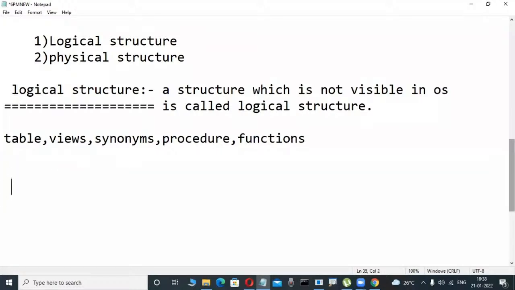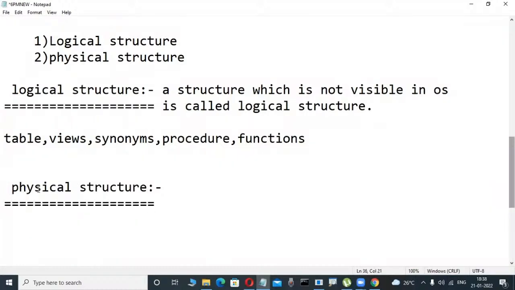Now observe it here. What is physical structure? Don't write it. Now check it out. Just roughly observe it here. Physical structure is there. Now, just for the idea, what does a physical structure mean?